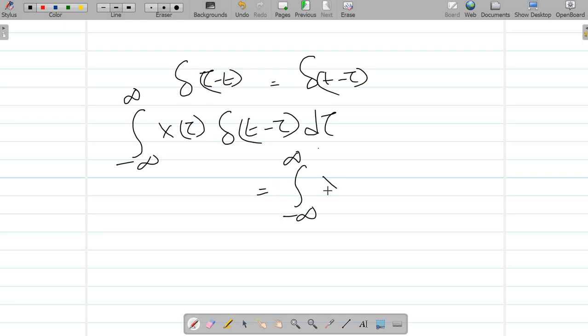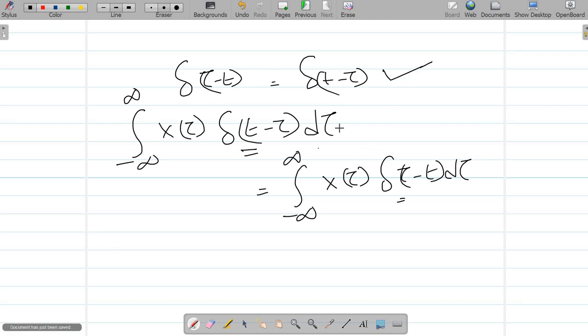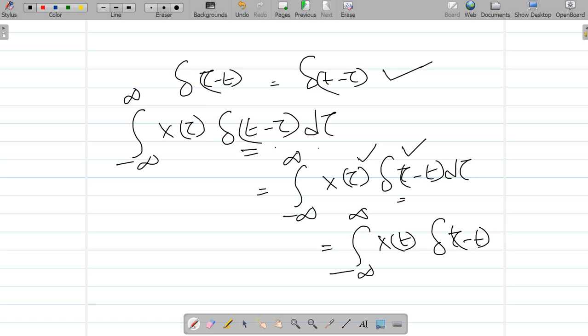This is equal to x of tau into delta of tau minus t, d tau. Now you should notice I have replaced this with this by virtue of this expression. Now what I can do is, I know there is a property: when I multiply x of tau with delta of tau minus t, I get x of t into delta of tau minus t, d tau.